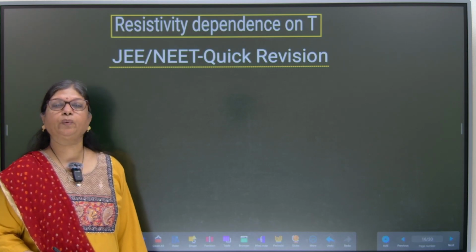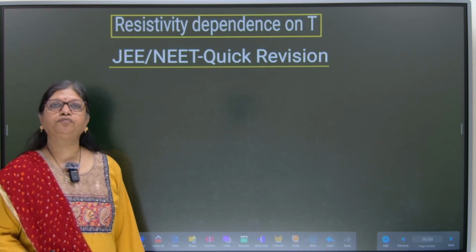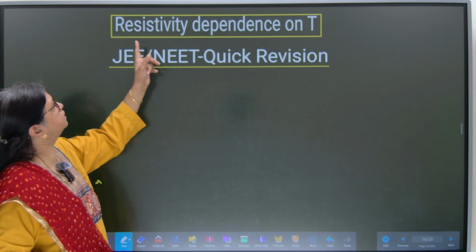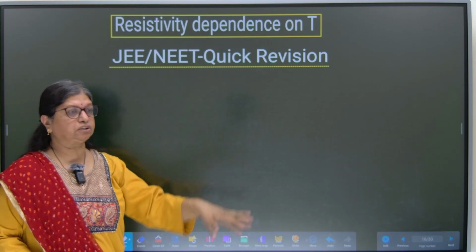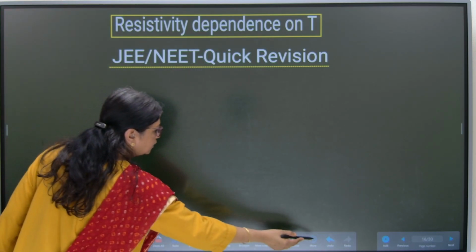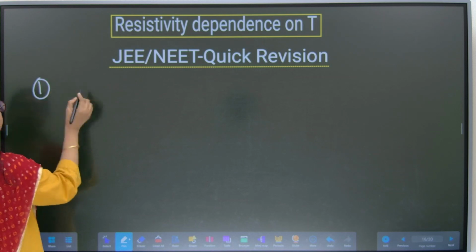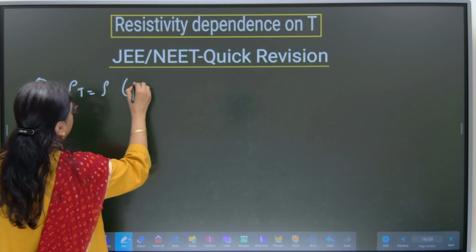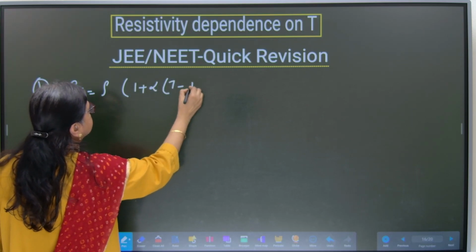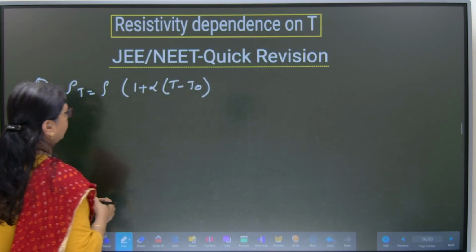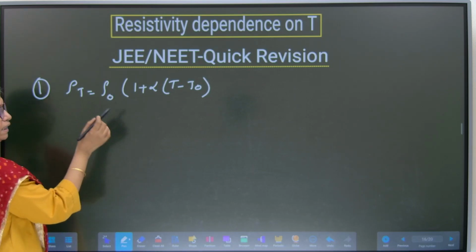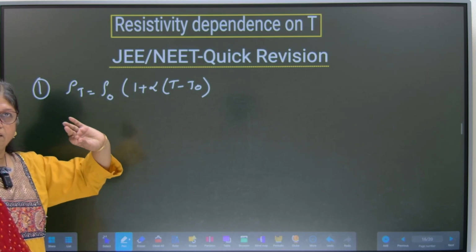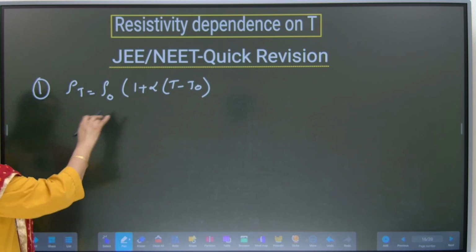Let us go for a quick revision of the formulas used in the JEE and NEET. Fine. Related to the concept resistivity dependence on temperature. So let us write down the first formula. Rho T is equal to rho naught into 1 plus alpha into T minus T naught. Fine, where T is the given temperature and T naught is the reference temperature. Fine, for the concept. Okay.